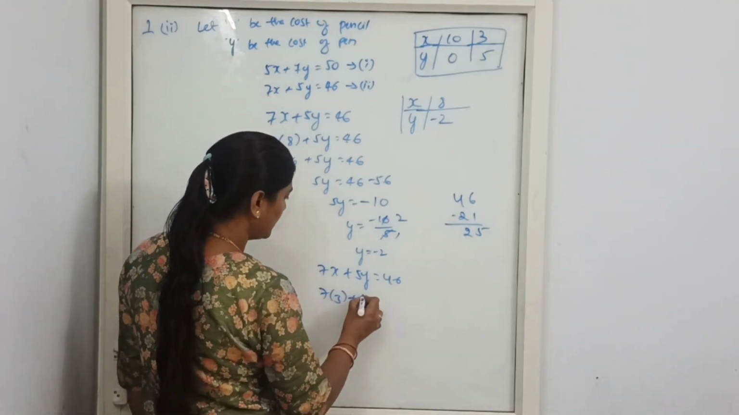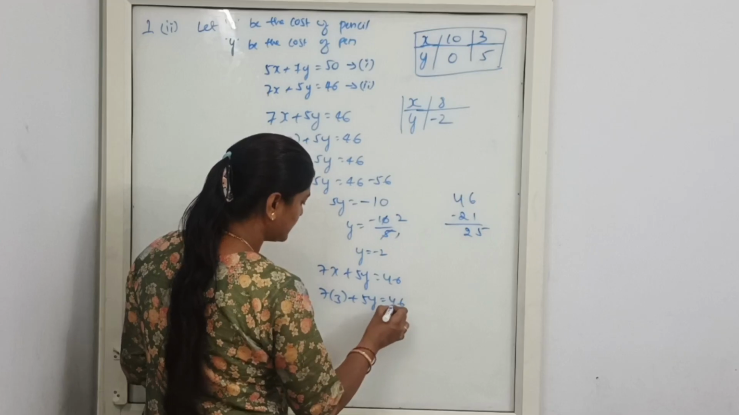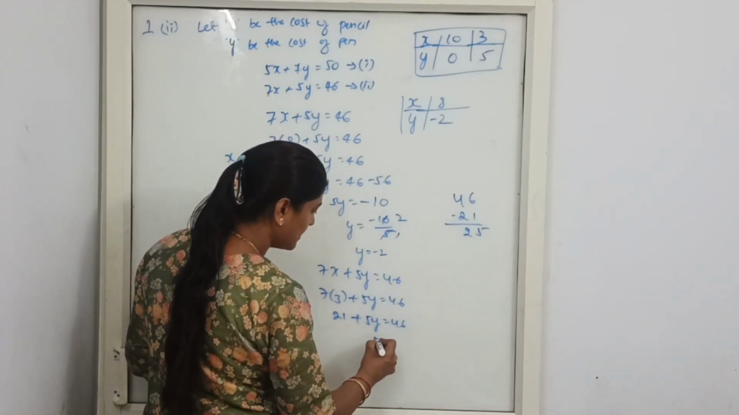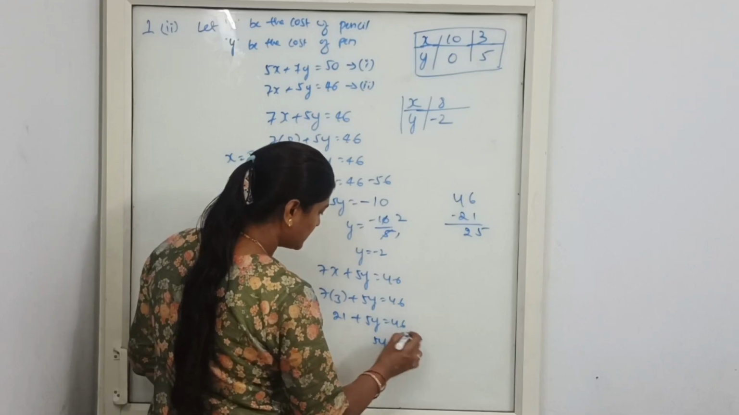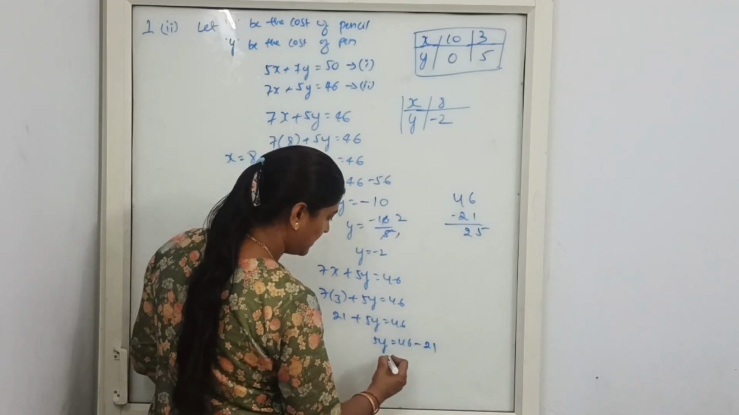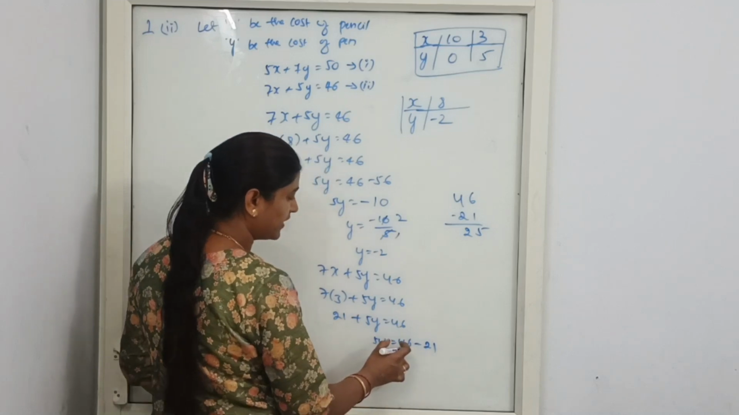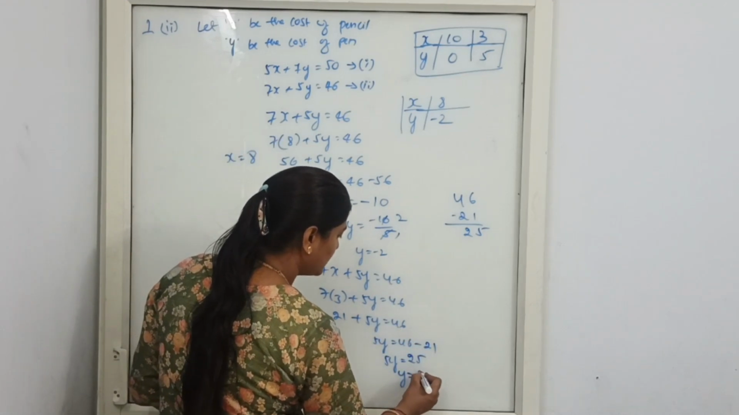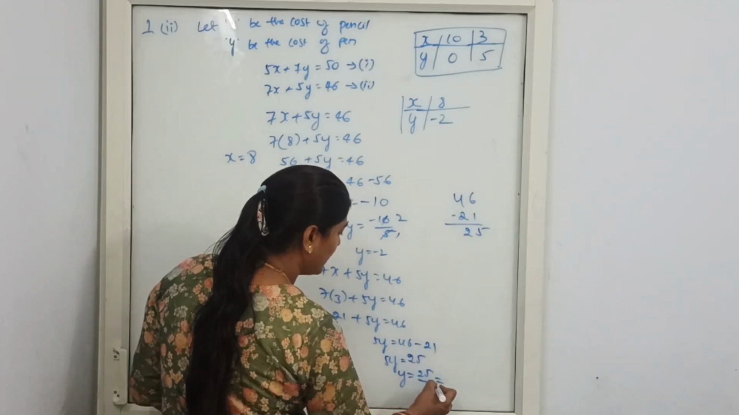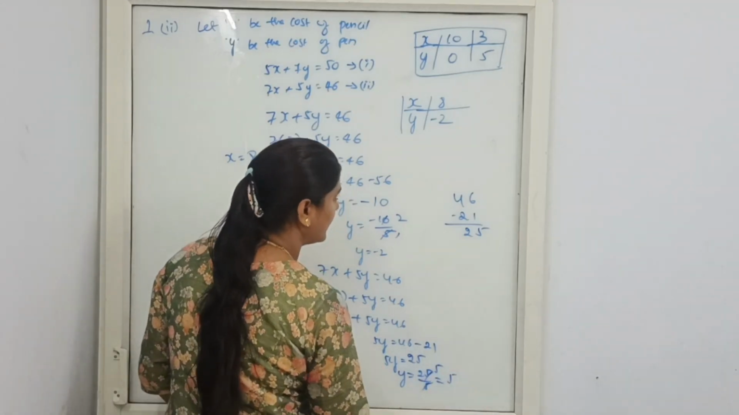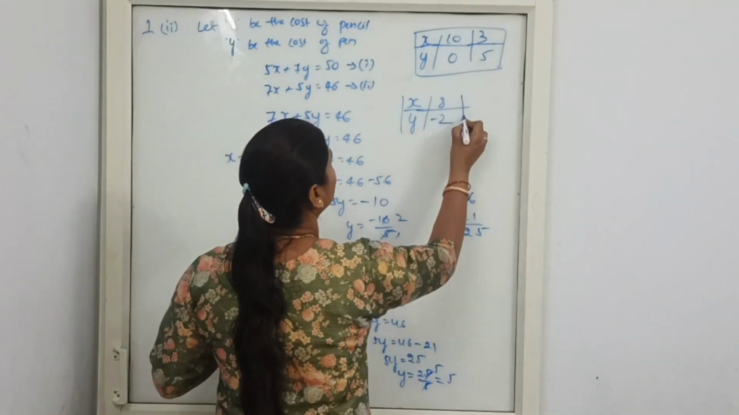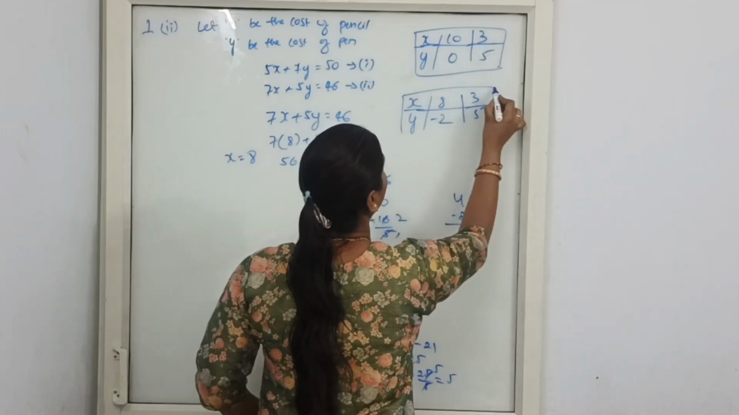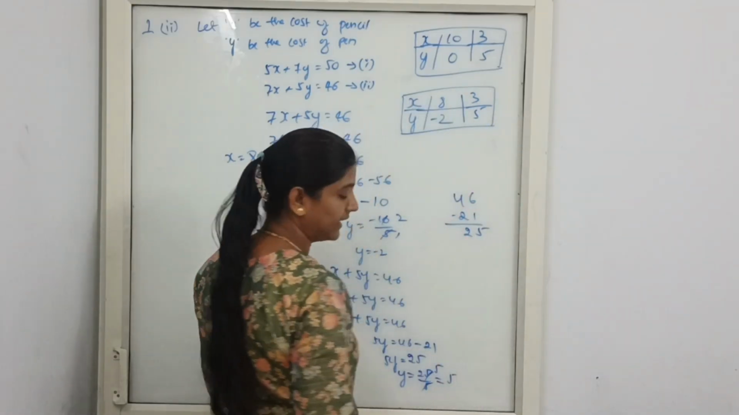7 into 3 plus 5y is equal to 46. 7 3s are 21, plus 5y is equal to 46. 5y is equal to 46 minus 21, transpose this that side. So 5y is equal to 25, 46 minus 21 is 25. y is equal to 25 by 5. 5 1s are 5, 5 5s are 25. So if x is equal to 3, what is y? It is 5. Now we got a table.